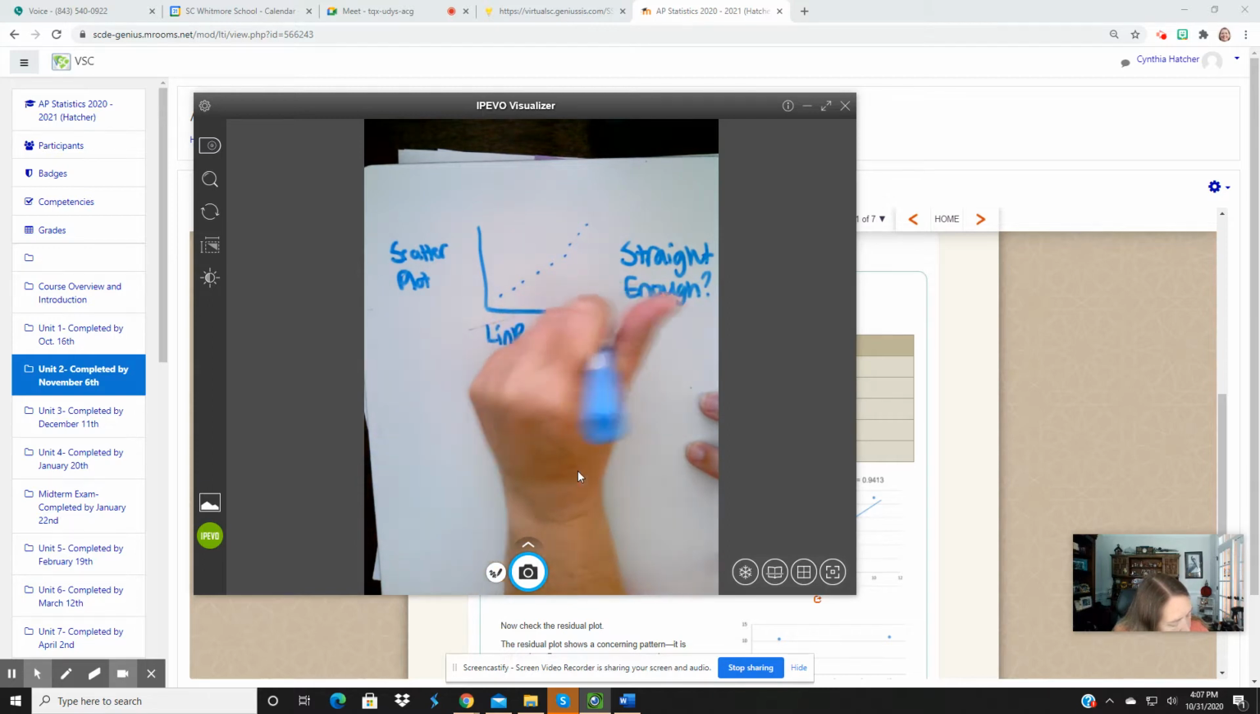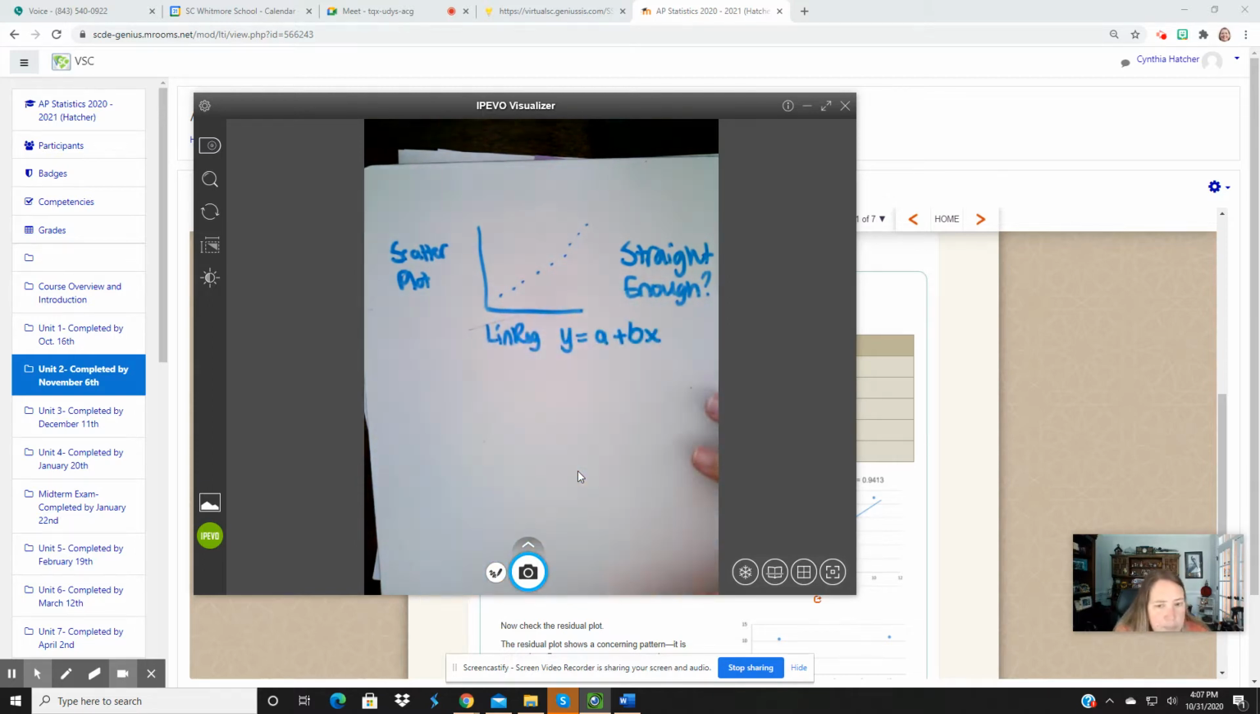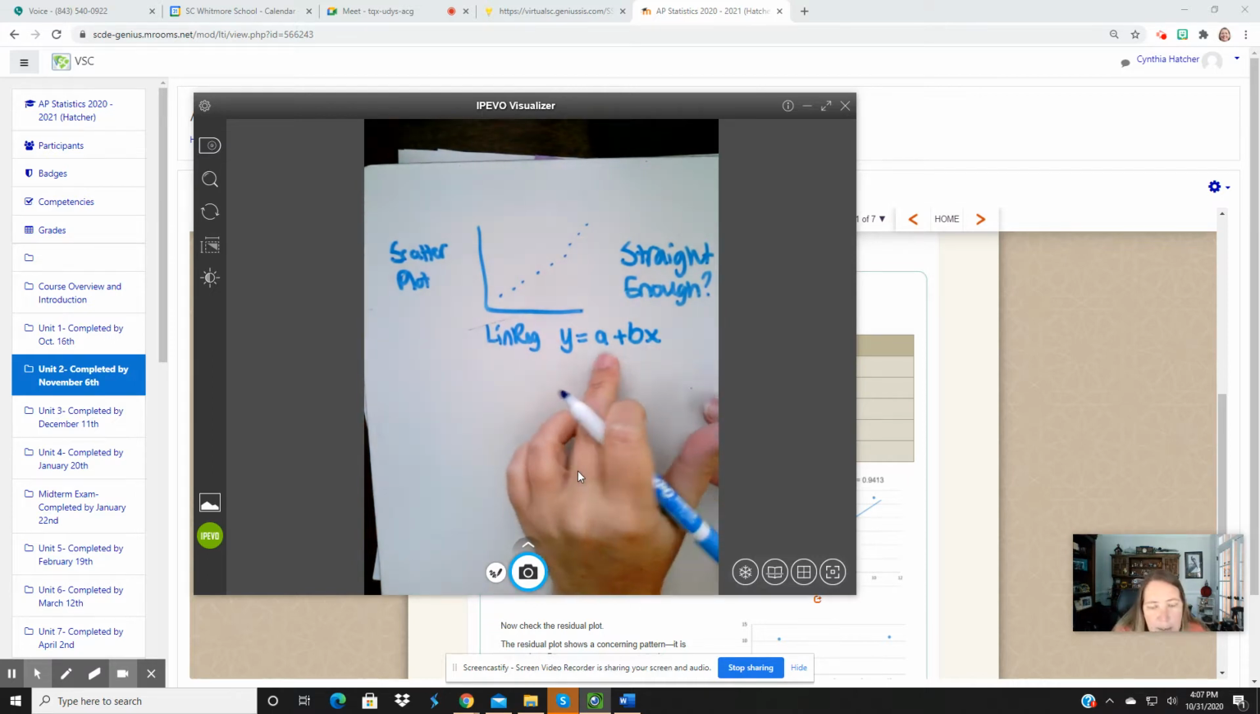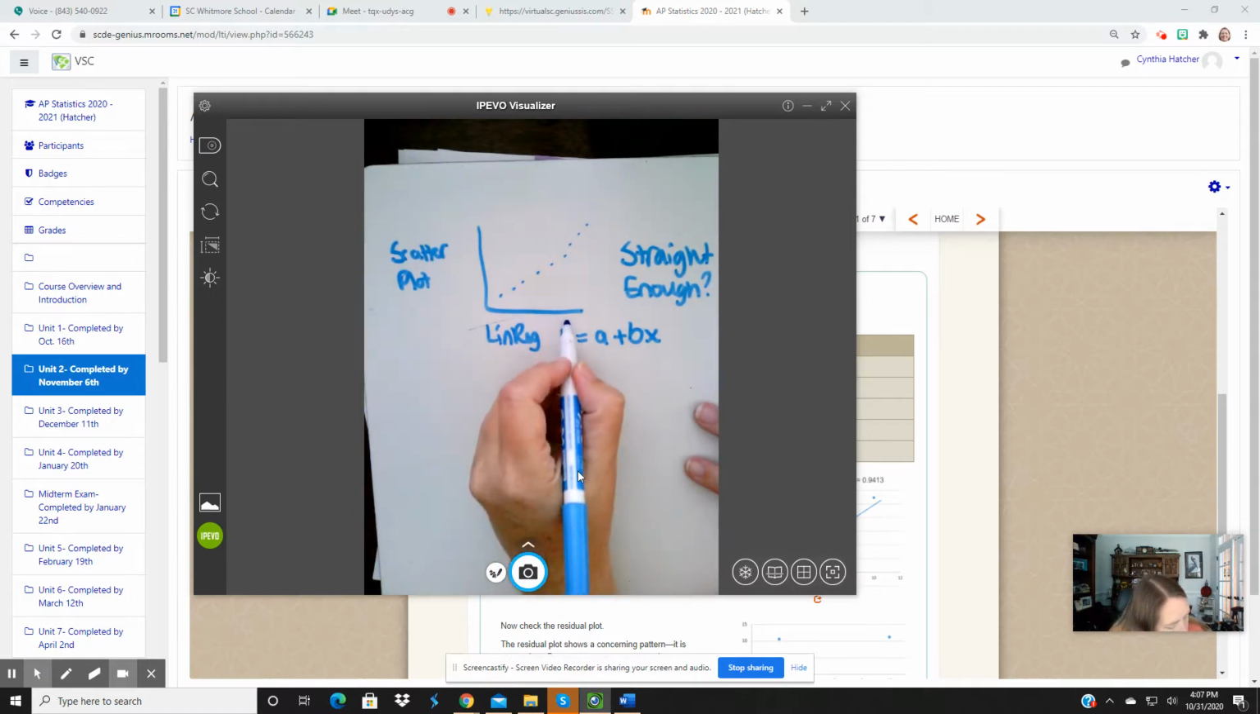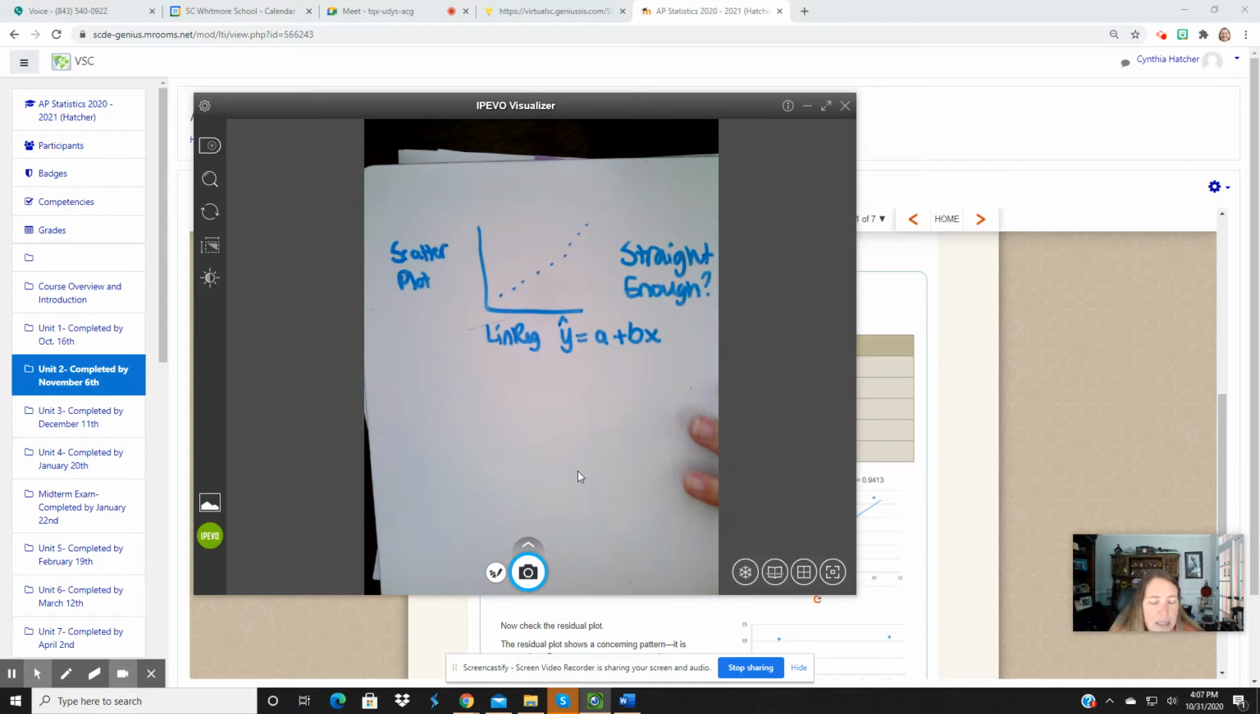We know that in AP Stats, we use a plus bx. This is the same as mx plus b in algebra, where b is your slope and a is your y-intercept. They're switched. I don't have a good reason. It's just the stats way. You are using this as a prediction line, so you have to use y hat. And one thing I'd like to remind you is that if you're asked to come up with a linear regression line, you must identify your y and your x variables. Even if it doesn't say define them, you have to do that or you won't get full credit.